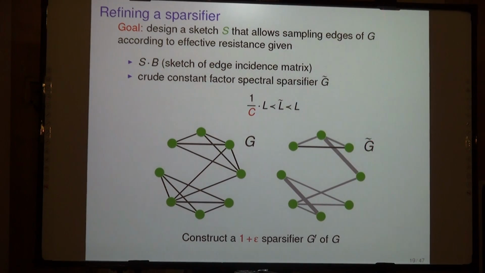So this is this G tilde. So G tilde satisfies a much weaker guarantee. I want the Laplacian of G tilde to be at most the Laplacian of L, but at least the Laplacian of L divided by, say, 100.